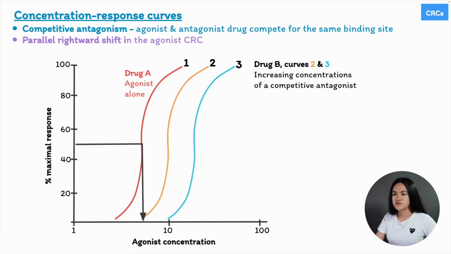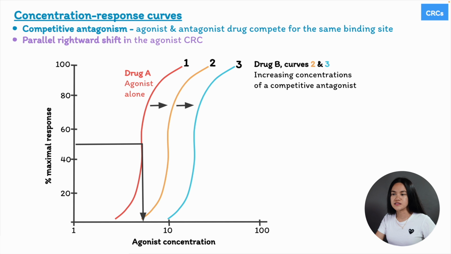So the purpose of curves 2 and 3 is to show the effect of the agonist drug in the presence of a competitive antagonist. As you can see here, the competitive antagonist shifts the agonist concentration response curve to the right. Curve 2, which represents a low concentration of the competitive antagonist, is shifted slightly to the right compared to the agonist alone. Curve 3, on the other hand, depicts a high concentration of the competitive antagonist, causing a further rightward shift.